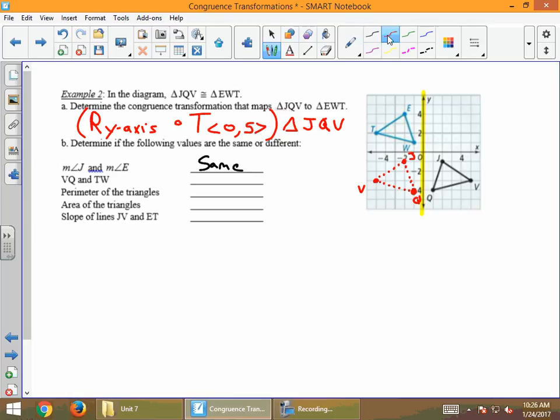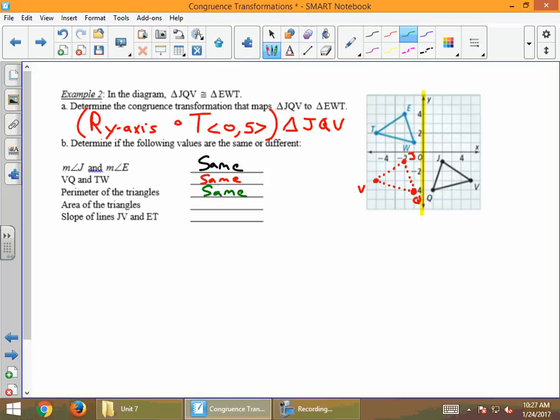What about some segments? What about segment VQ and TW? Do those remain the same? VQ's right here, TW's right there, so they match up. Do they remain the same no matter how I move them around? Yeah, they're still the same. Their measures are the same, so same on that one. Good. What about the perimeter? Does the perimeter change if I'm just sliding it around, flipping it around? No, perimeter's going to stay the same as well. Same.